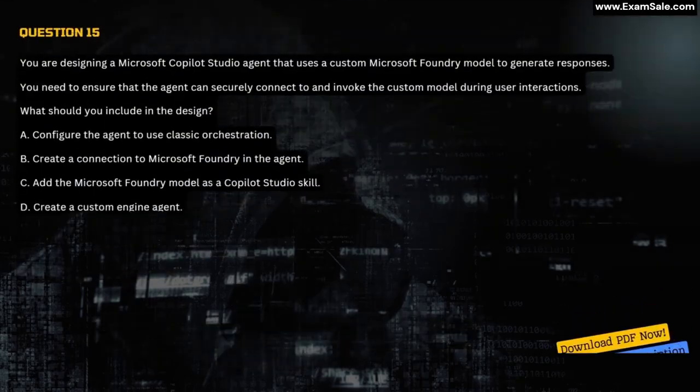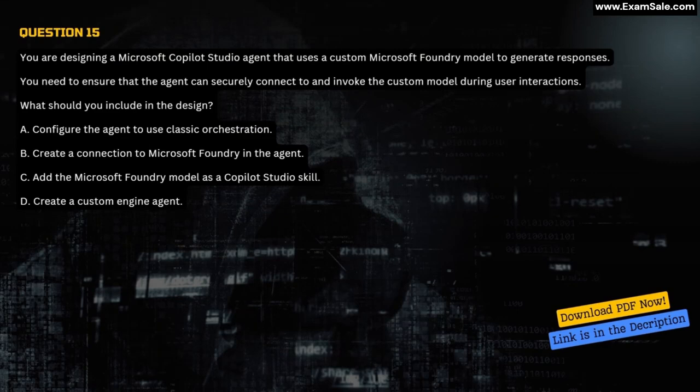Question 15. You are designing a Microsoft Copilot Studio agent that uses a custom Microsoft Foundry model to generate responses. You need to ensure that the agent can securely connect to and invoke the custom model during user interactions. What should you include in the design?